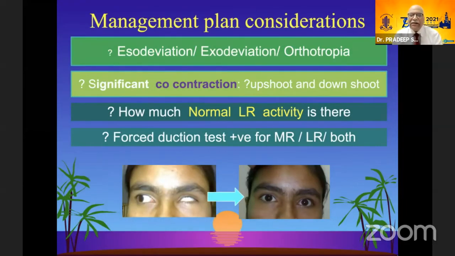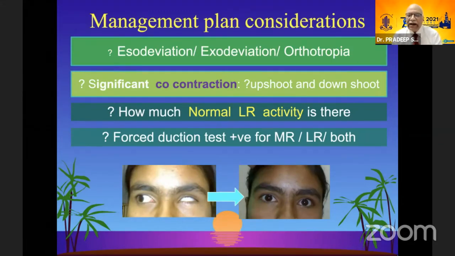In this, basically depend on ESO, EXO, or ortho in the primary position. First of all, look at that. Secondly, look for the co-contraction. As defined, it is always there, but if it is significant, it will be seen by marked upshoot and downshoot, or it may be minimal, just causing a little retraction and narrowing of the palpebral aperture.